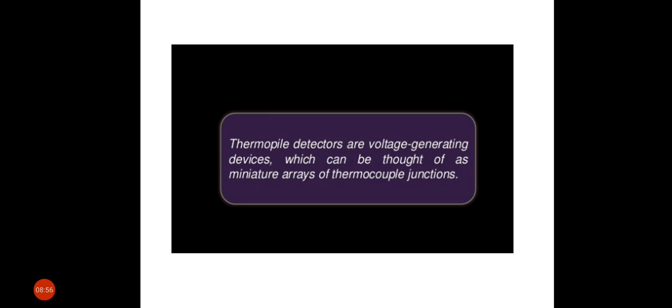We can use a thermopile also as a detector. A thermopile is basically two or more thermocouples connected together. Thermopile detectors are voltage generating devices which can be thought of as miniature arrays of thermocouple junctions. When two or more thermocouples are connected, it is called a thermopile.